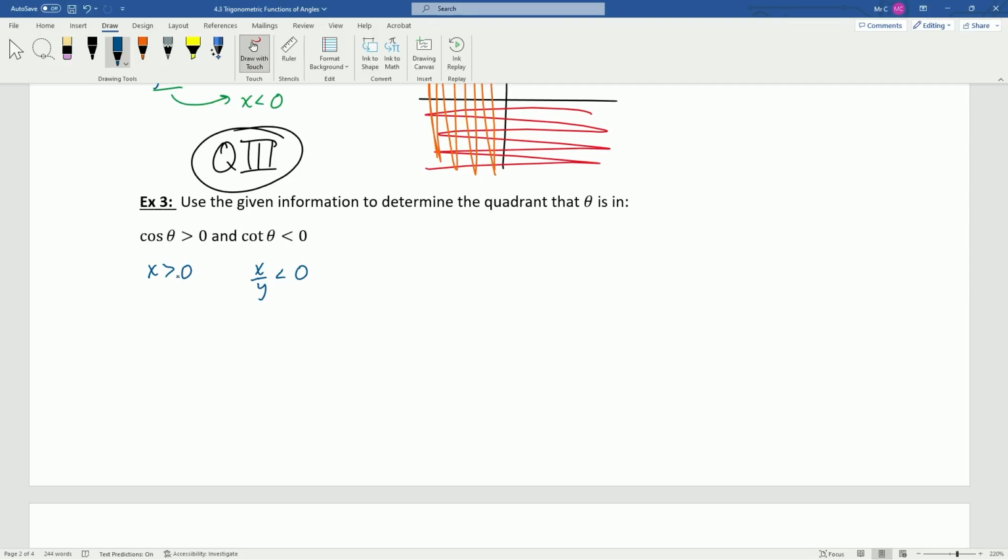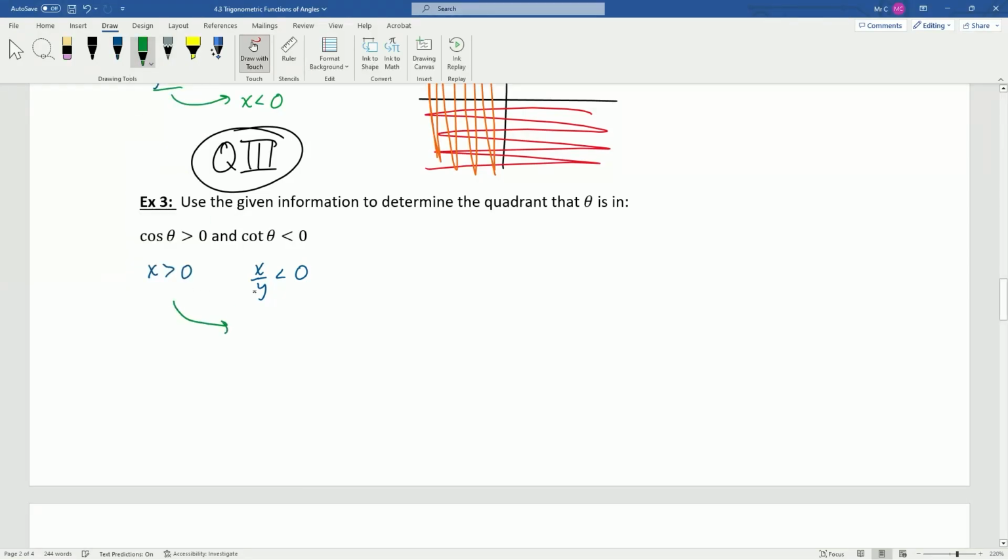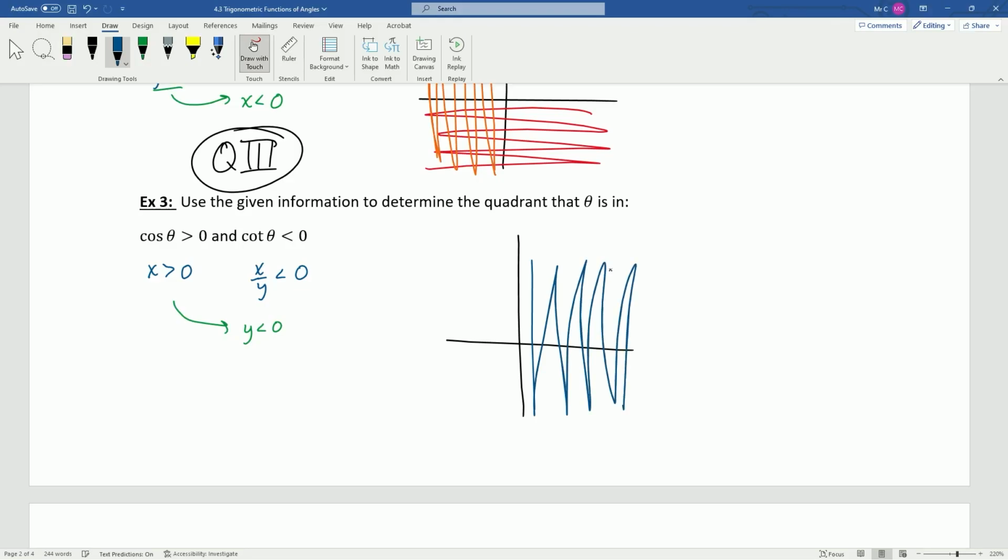But if x is positive, and x divided by y is negative, then that means y must have been negative. So x is positive, that puts us in here. And y is negative, that puts us here. So I look at where the overlap is, where both of these things are true, and that's quadrant 4.